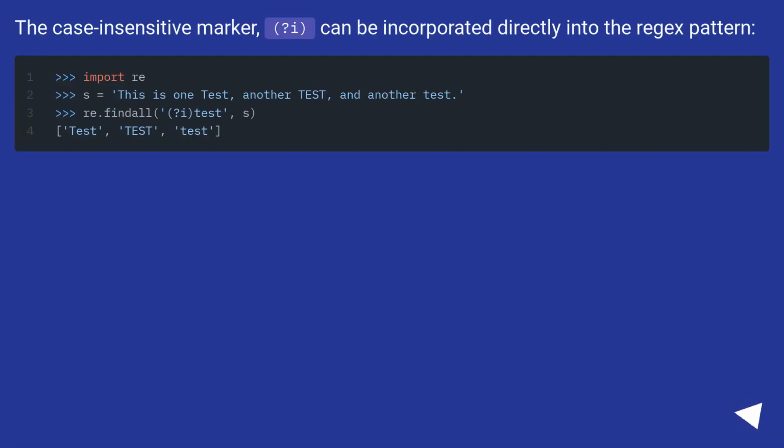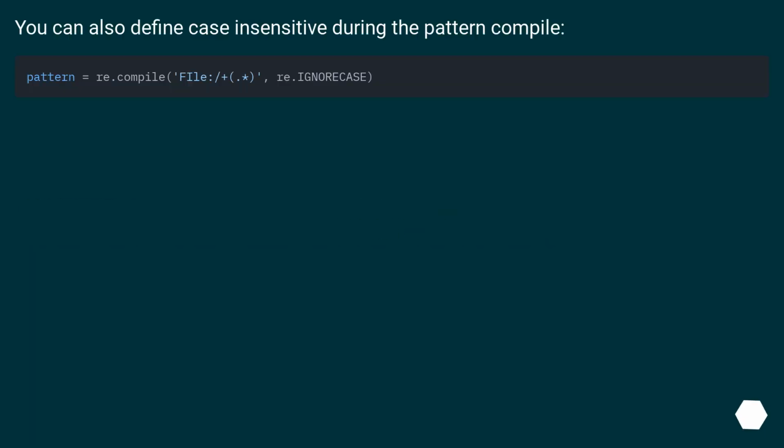The case-insensitive marker, ?i, can be incorporated directly into the regex pattern. You can also define case-insensitive during the pattern compile.